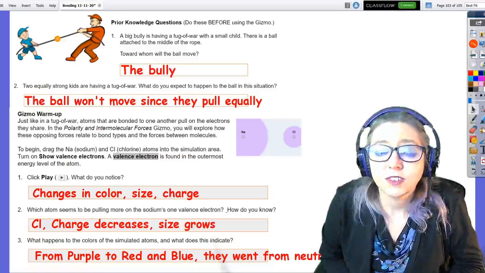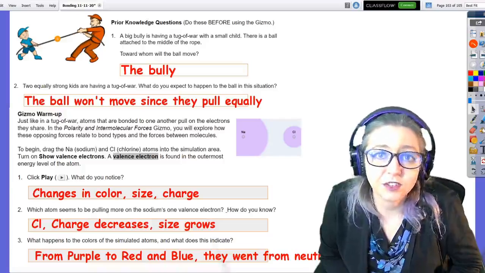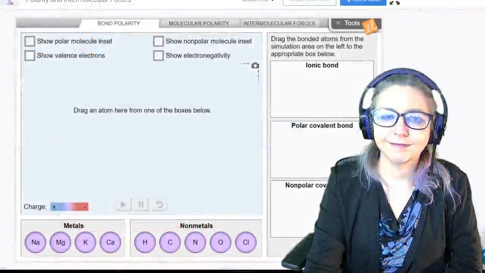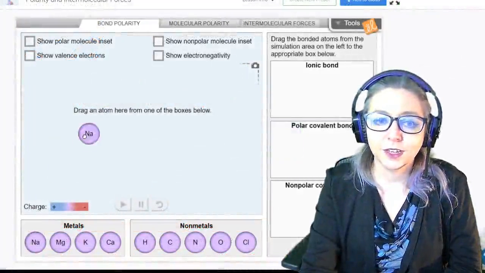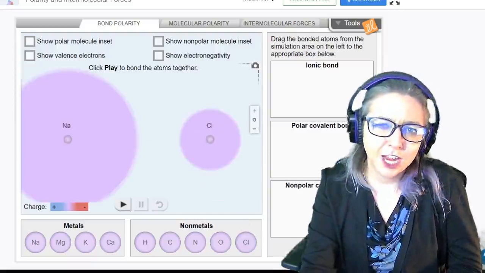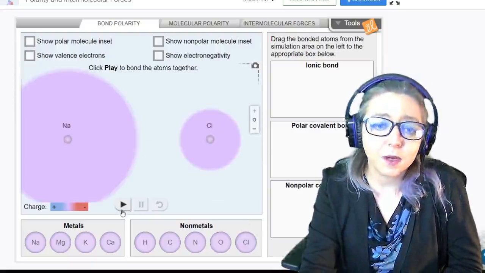No one is going to win that tug of war game. Then we started looking at the simulation itself. We started looking at sodium and chloride. So I'm going to take the sodium and the chloride and ask, what do we notice changes when I have it bond? So I'm going to press the play button.